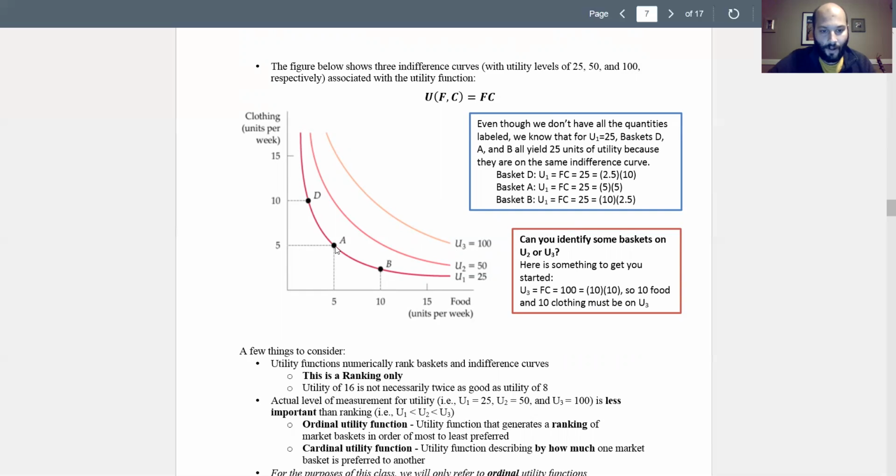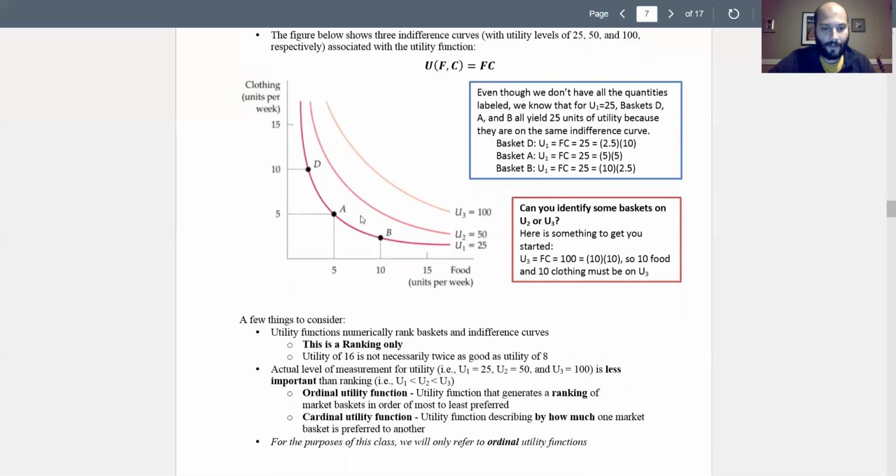All right, so one possible combination is 5, 5. We see that we plug that in, we get a utility of 25. Here we have 10 food, so we must have 2.5 clothing. Utility is 25. Likewise, 10 clothing, 2.5 food, we get utility 25.